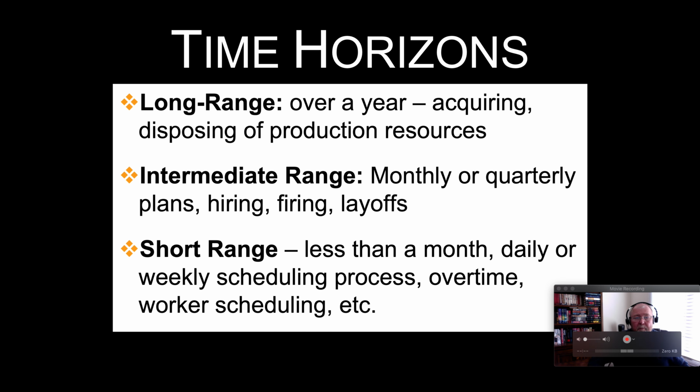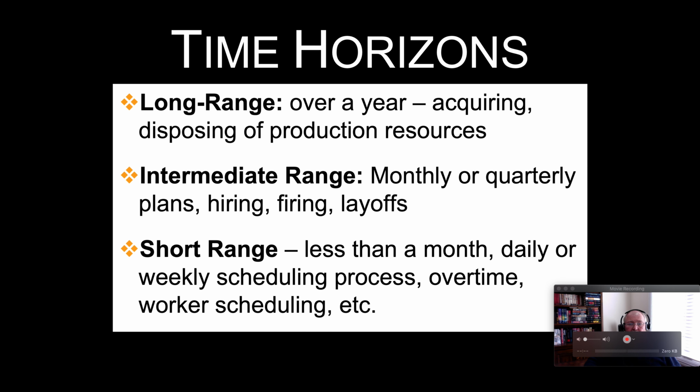We talk about time horizons, and ordinarily speaking, we talk about long-term, intermediate term, and short-term time horizons. So long range, those are things over a year, generally speaking. And that's over a year of acquiring and disposing of production resources. Intermediate range, typically we're talking about monthly or quarterly plans. Hiring, firing, layoff plans, things like that are examples.